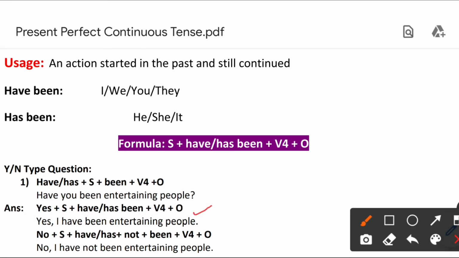Here comes the formula of simple sentence: subject plus have or has been plus V4 plus object. Okay, now in answer there is I have been, because with I there should be have, right? So I have been entertaining people. Okay, I have been entertaining people. Here have been I have used, after that verb fourth form ing I have used after an action word or a verb.